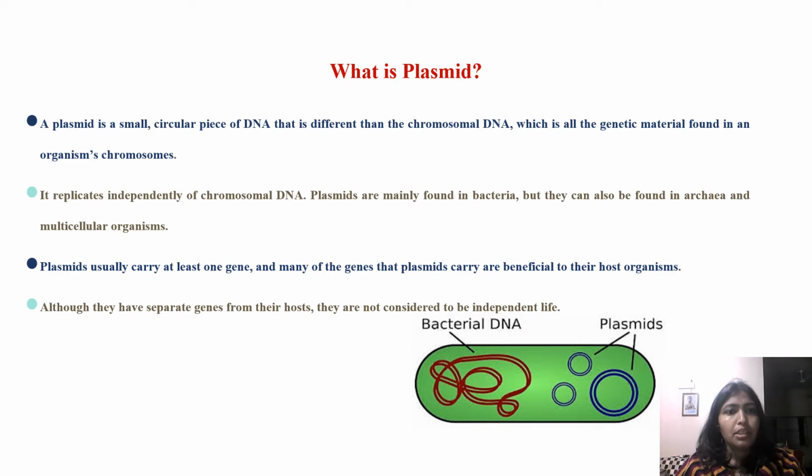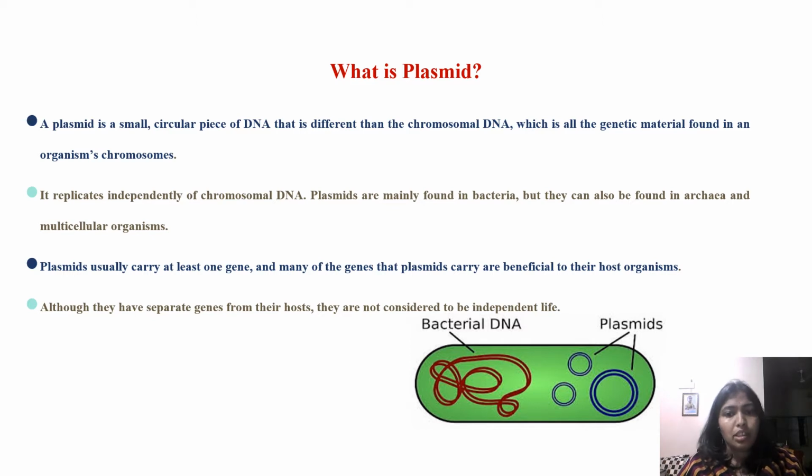Plasmid is a small circular piece of DNA that is different from the chromosomal DNA, which is all the genetic material found in an organism's chromosome, and it replicates independently of chromosomal DNA. Plasmids are mainly found in bacteria, but they can also be found in archaea and multicellular organisms. Plasmids usually carry at least one gene, and many of the genes that plasmids carry are beneficial to the host organism, although they are separate genes from their host, and they are considered to be independent life.